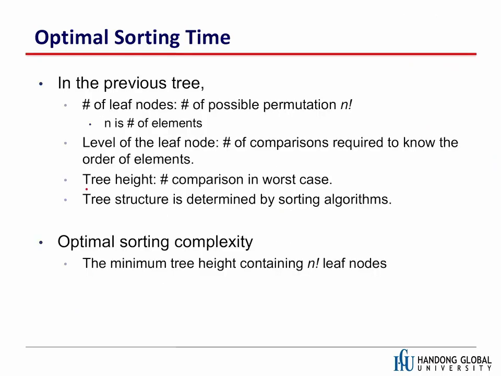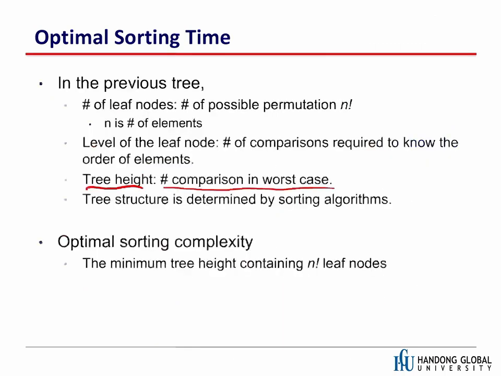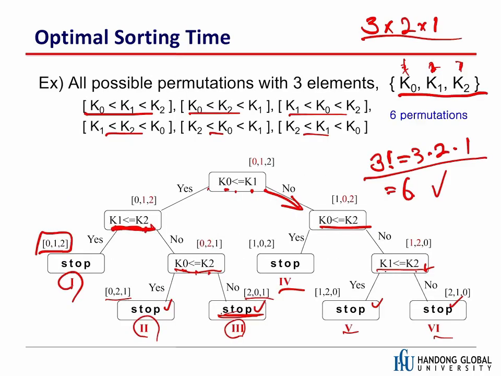Okay, and actually tree height is the number of comparisons in the worst case, right? So in these examples, this is the worst case, this one or this one or this one or this one. So we have 4 different worst cases. Okay, and the tree structure is determined by sorting algorithms.